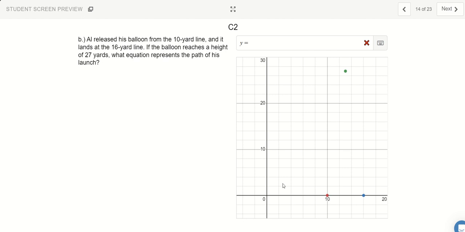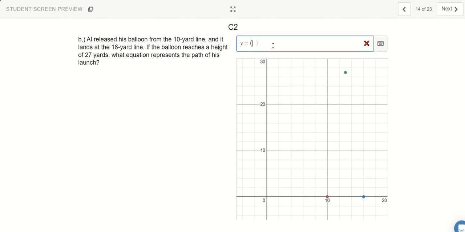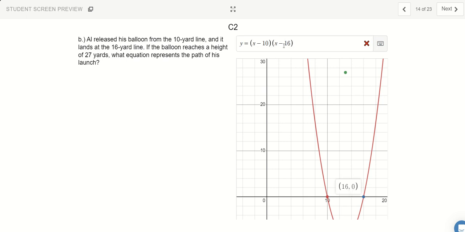Here we want these falling points. So the ball has an x-intercept at 10, then it lands at x-intercept 16, and has a maximum height of 27. So let's see, to get x equals 10, I want x minus 10. Because again, when I plug in 10, it's going to cancel out. I want another point at 16, so it will be x minus 16. So notice that when I plug in 16 into my answer, it's going to cancel out.